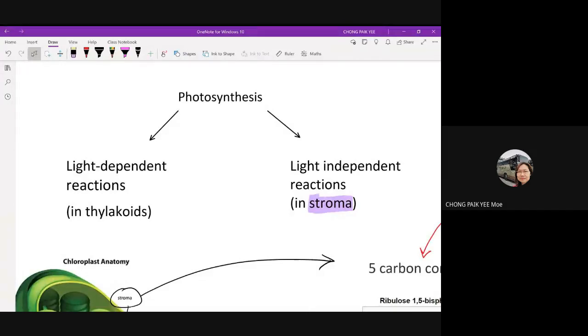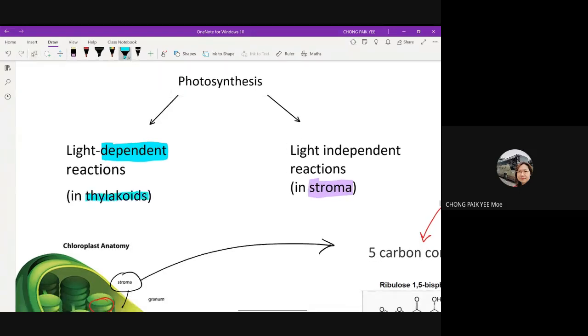First of all, what we call the light-dependent reaction. Look carefully, this word is dependent, which means that you need to have light before this reaction can take place. The light is compulsory. So it happens during the daytime, and this happens in the thylakoids. We have seen the structure of the thylakoids in our previous lesson. I'll show that later.